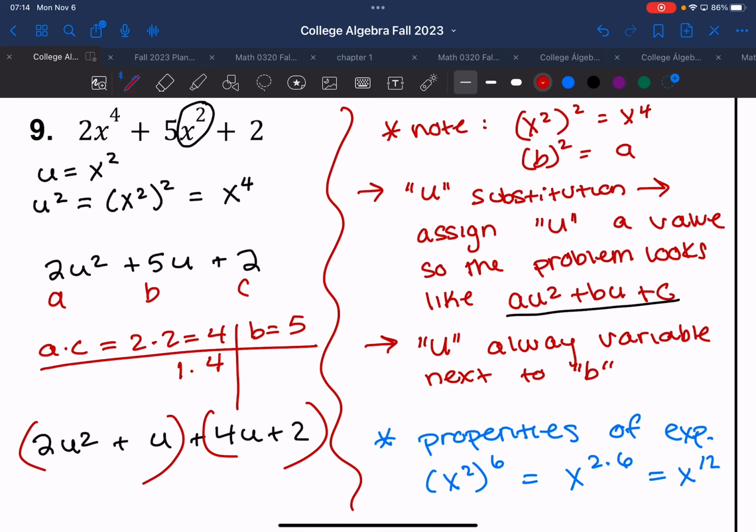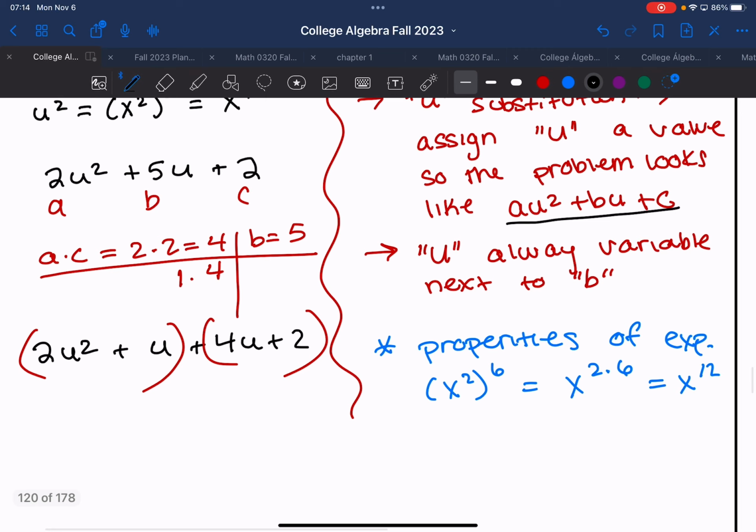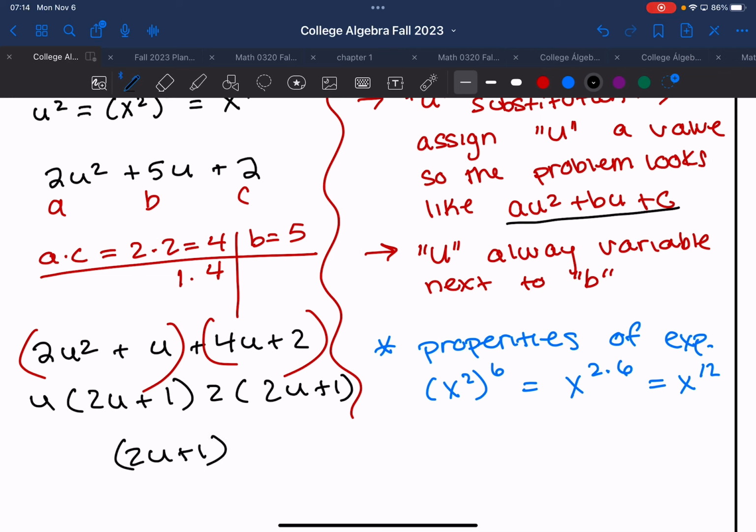Still do our factor by grouping. And what would we take out of the first parenthesis? U. U, good. So then it would be 2u plus 1. And what about the second parenthesis? 2. So we would get 2u plus 1. So that means we have an answer of 2u plus 1 and u plus 2. Okay.